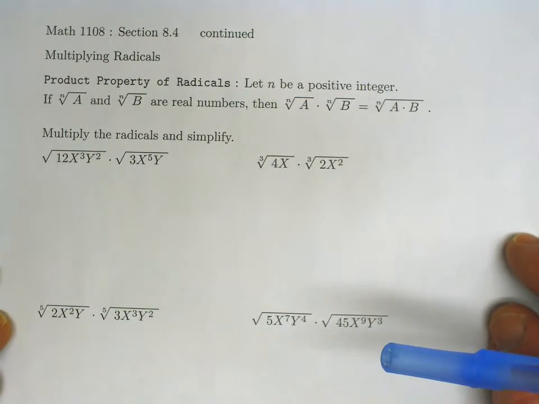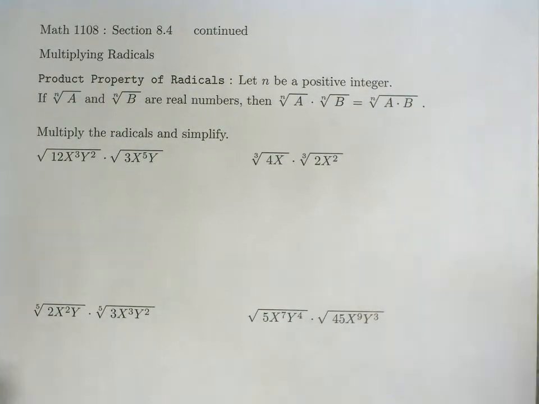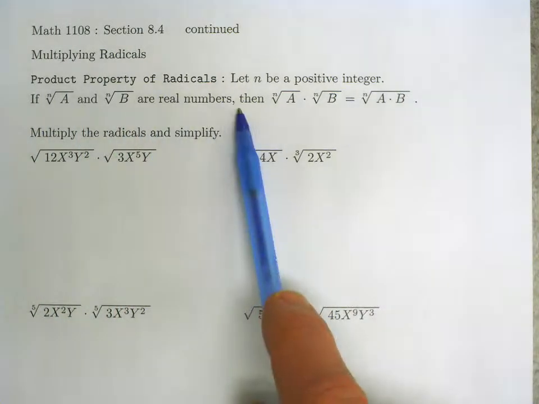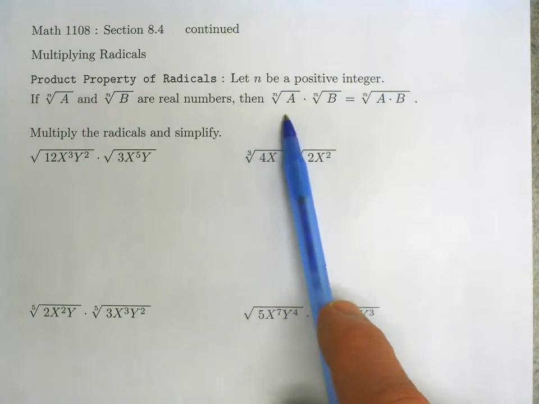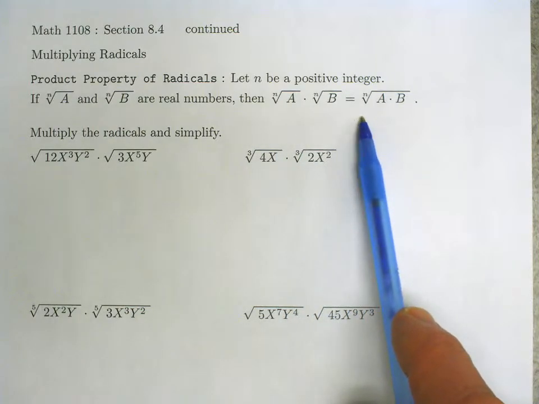Okay, multiplying radicals. Well, we'll look at the product property of radicals. Let n be a positive integer. If the nth root of a and the nth root of b are real numbers, then the nth root of a times the nth root of b is equal to the nth root of a times b.